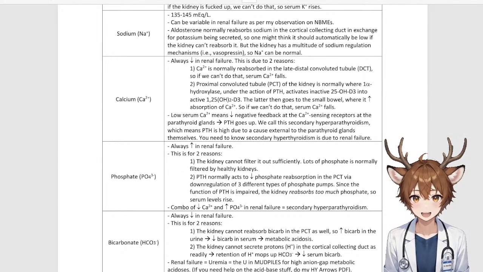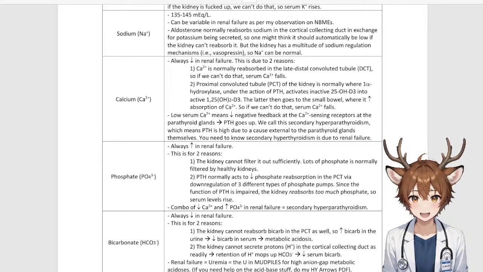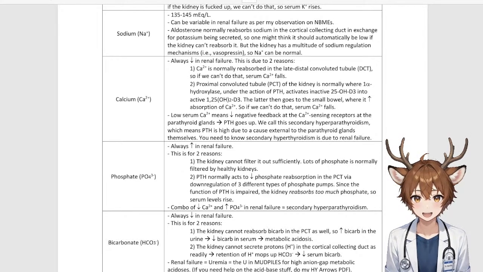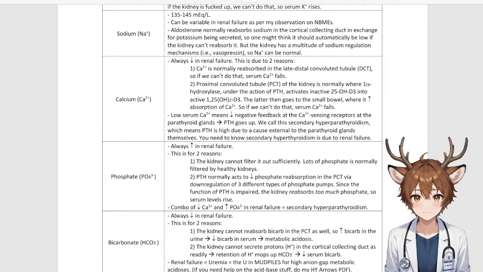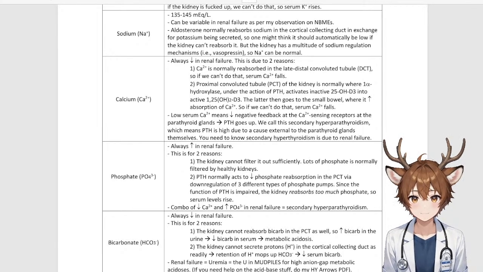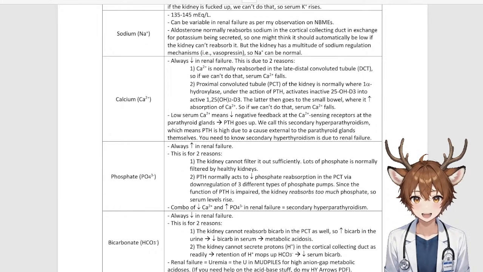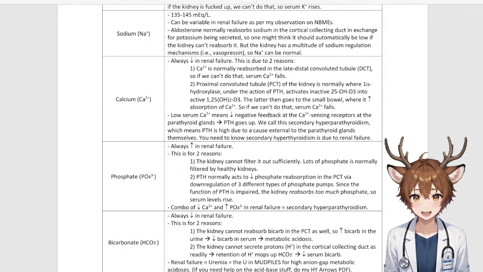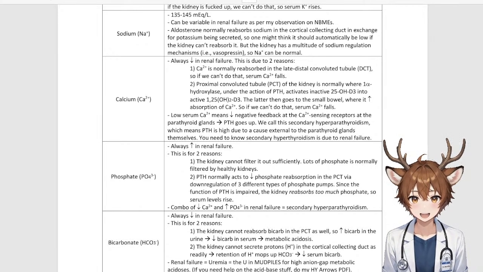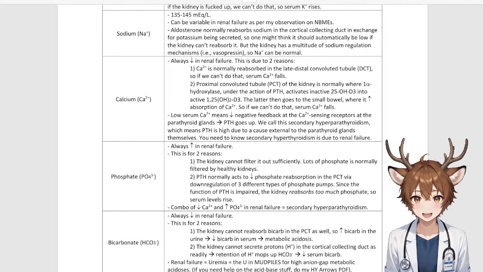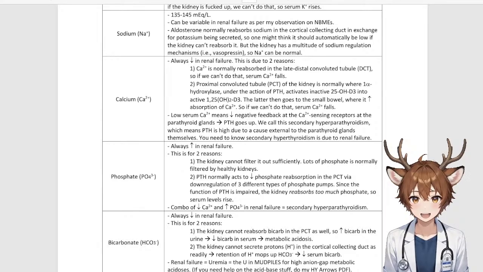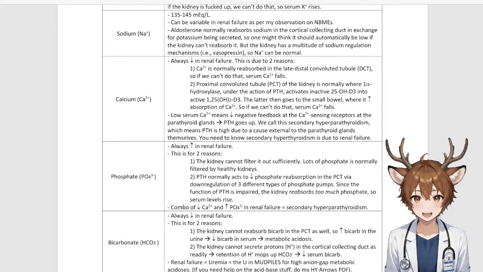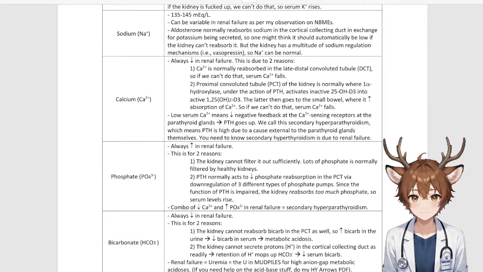so if we can't do that, serum calcium falls. Low serum calcium means a decrease in negative feedback at the calcium-sensing receptors at the parathyroid glands, which causes the parathyroid hormone to increase, right? Parathyroid hormone increases in that context because there's less negative feedback. We call this secondary hyperparathyroidism, which means that PTH is high due to a cause external to the parathyroid glands themselves. You need to know secondary hyperparathyroidism is due to renal failure.